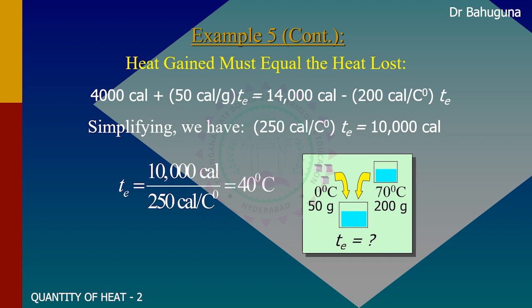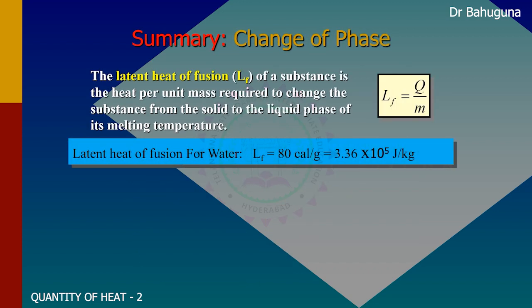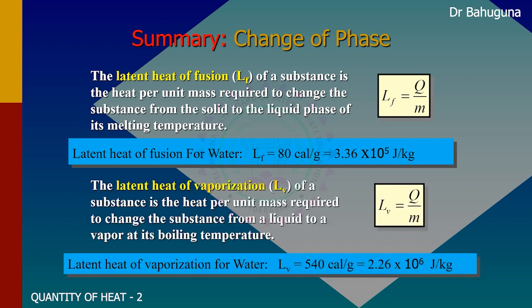So verify the calculations carefully here. So what is the summary? Change of phase we are discussing. The latent heat of fusion of a substance is the heat per unit mass required to change the substance from solid to liquid phase at its melting temperature. The latent heat of fusion of water is 80 calorie per gram or 3.36 into 10 power 5 joule per kilogram. What is the formula for latent heat of fusion? Q by M. Q is the quantity of heat, M is the mass.